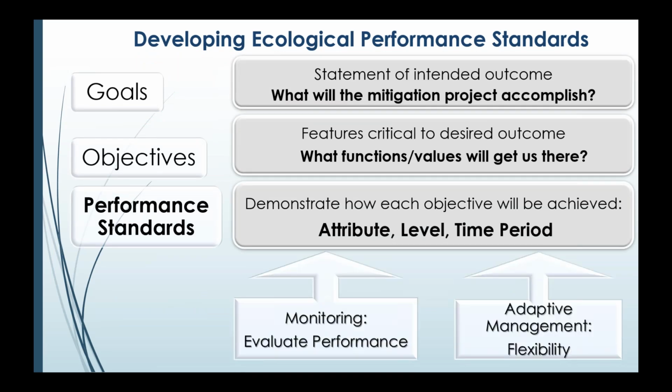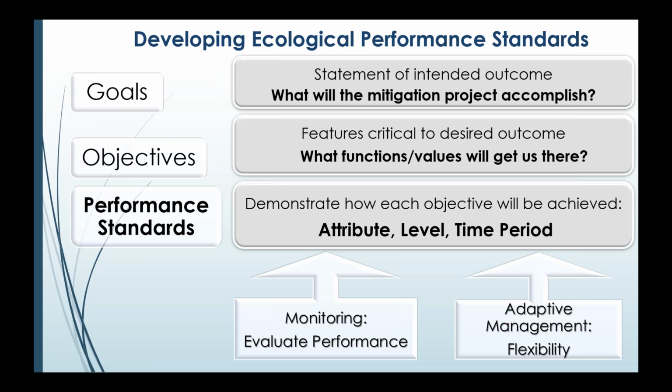As I said, these are all tied together, right? So you have your goals, which is the statement of the intended outcome. What will that mitigation project accomplish? What type of wetland habitat? How large? What species is it going to support, etc. Objectives are these features critical to that desired outcome, right? So what functions and values will get us to achieve those goals? And then the performance standards demonstrate how each of these objectives will be achieved.